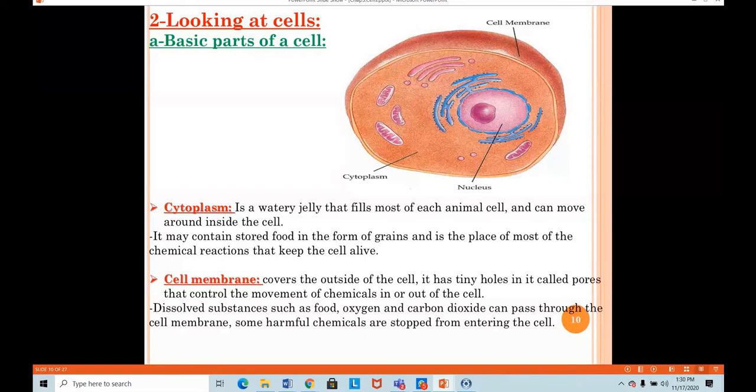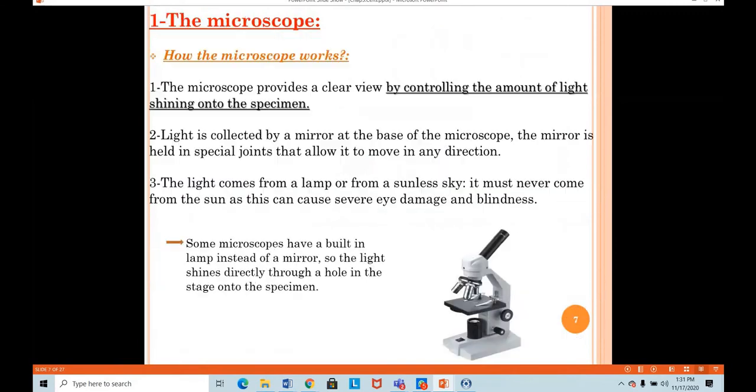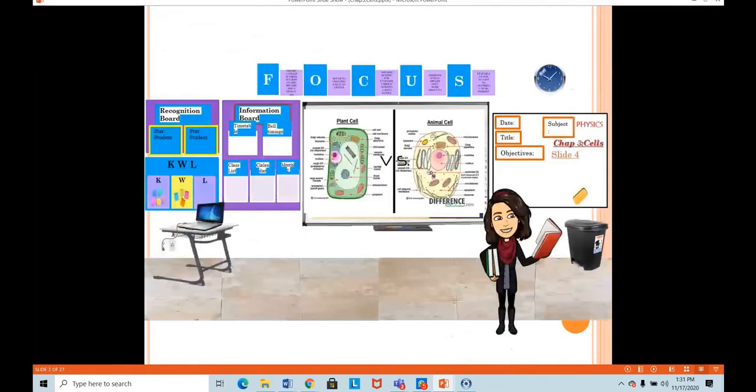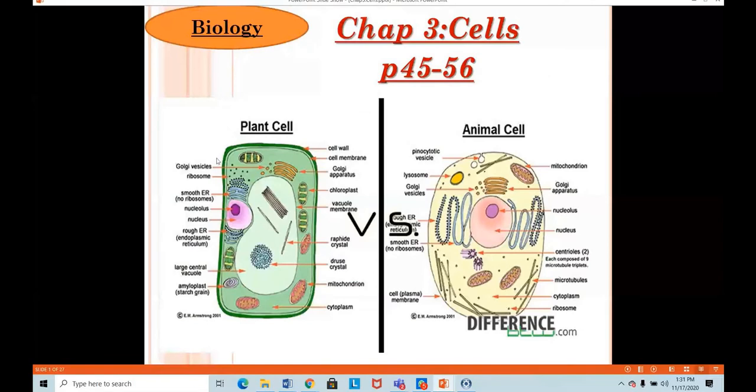Because you know how the jelly is, it is semi-solid, isn't it? It can move. Similarly, the cytoplasm can move inside the cell. Also, the cytoplasm may contain stored food in the form of grains. For example, if it is a plant cell, it stores its food in the form of starch grains. Whenever the plant needs food for its activity, these starch grains are used. Similarly, if it is an animal cell, it stores its food in the form of glycogen.